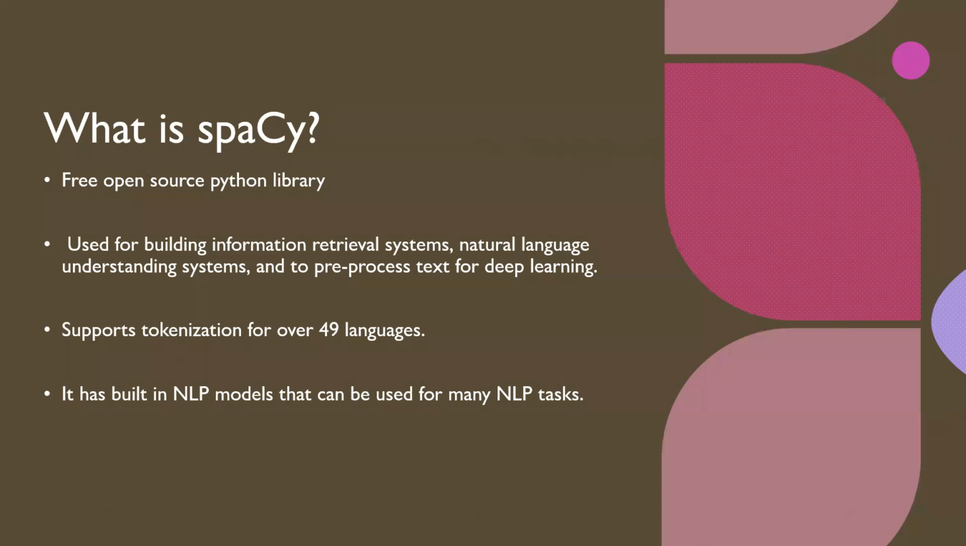So first, what is spaCy? spaCy is a free open source Python library that helps with executing many NLP tasks. It is used for building information retrieval systems, natural language understanding systems, and to pre-process text for deep learning. It supports tokenization for over 49 languages, which means not only English-speaking countries can use this, it can be used worldwide. It also has built-in NLP models that can be used for many NLP tasks.